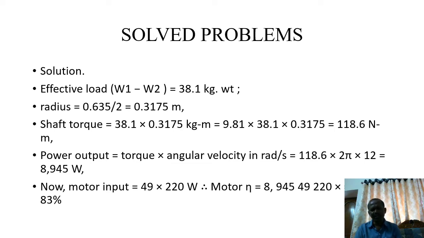Therefore, motor input is 49 into 220 watts. Now you can calculate the efficiency of this motor, output by input, that is 8945 divided by 49 into 220, into 100%, which is equivalent to 83%. Therefore, the motor efficiency is 83%. When we are conducting the brake test, we will get the efficiency of this motor as 83%.